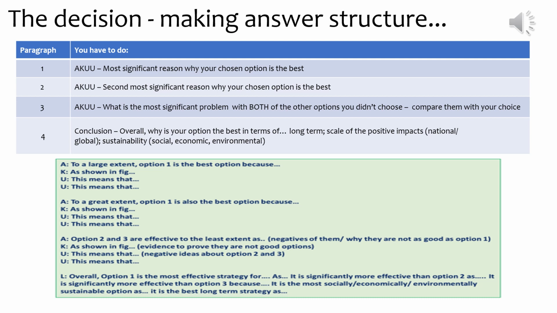You need a paragraph on the main significant reason why you chose your option, leave a line. The second reason why yours is the best, and then the third paragraph is basically slating the other 2 options, everything that's bad about the other 2 options and why you didn't choose them. So pause this now and have a look at the structure that I've shown below.